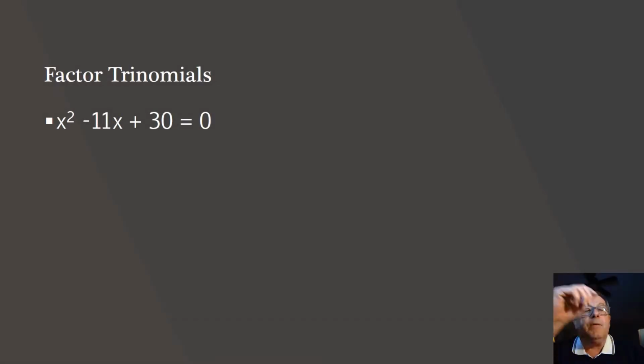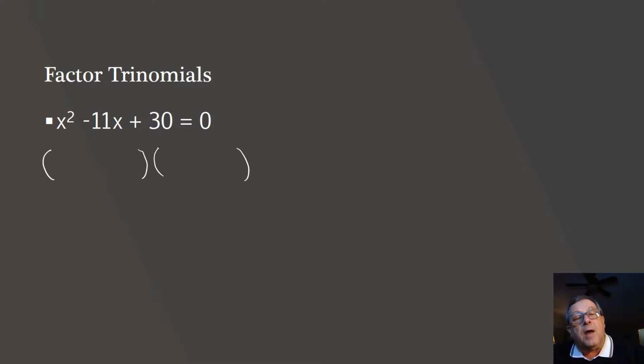Well, all right, now we get to do what I like to do best, factoring trinomials. So we've got x squared minus 11x plus 30. So let's talk about some technique here. Well, I know I'm going to have two parentheses, okay? Because I'm going to have two factors.